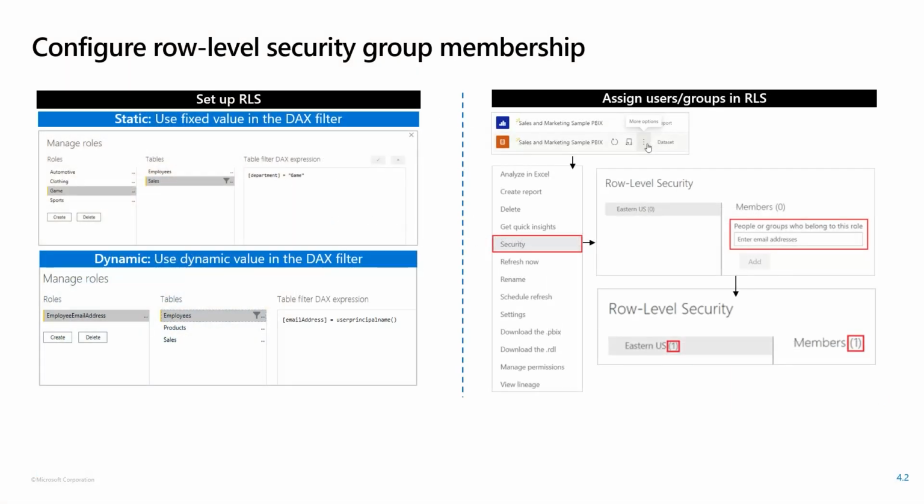To configure dynamic RLS, know that the tool allows you to set up row-level security only once without the need to continue to maintain it via role assignments manually. Instead of the fixed string, you can use a DAX function like USERPRINCIPALNAME in the row-level security filter.